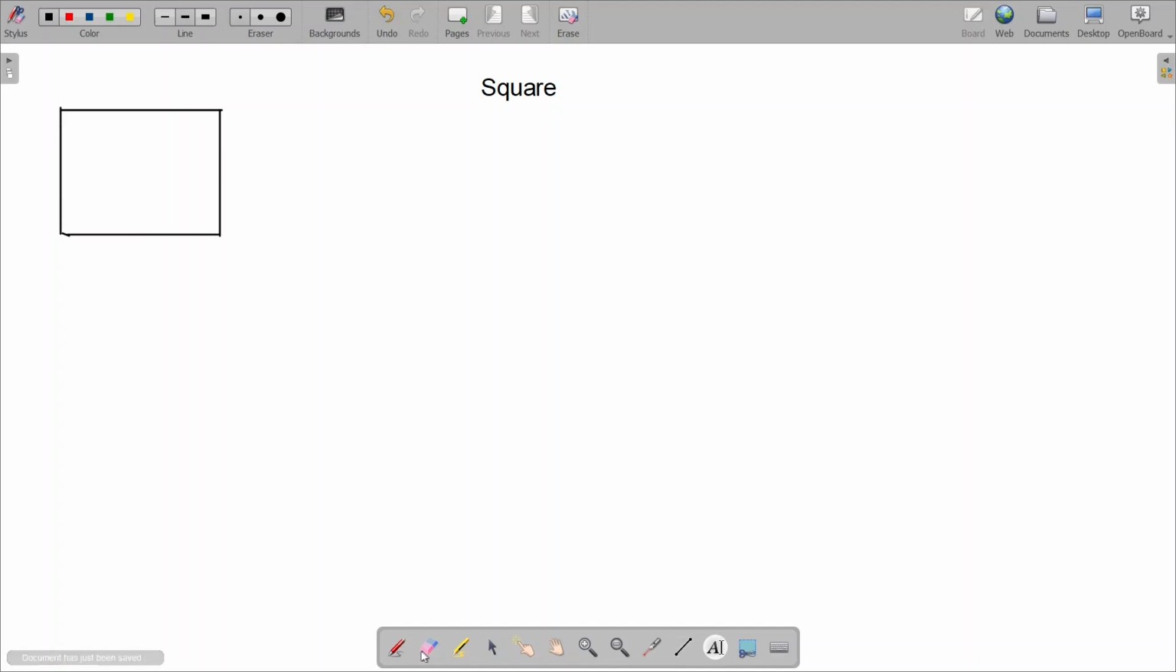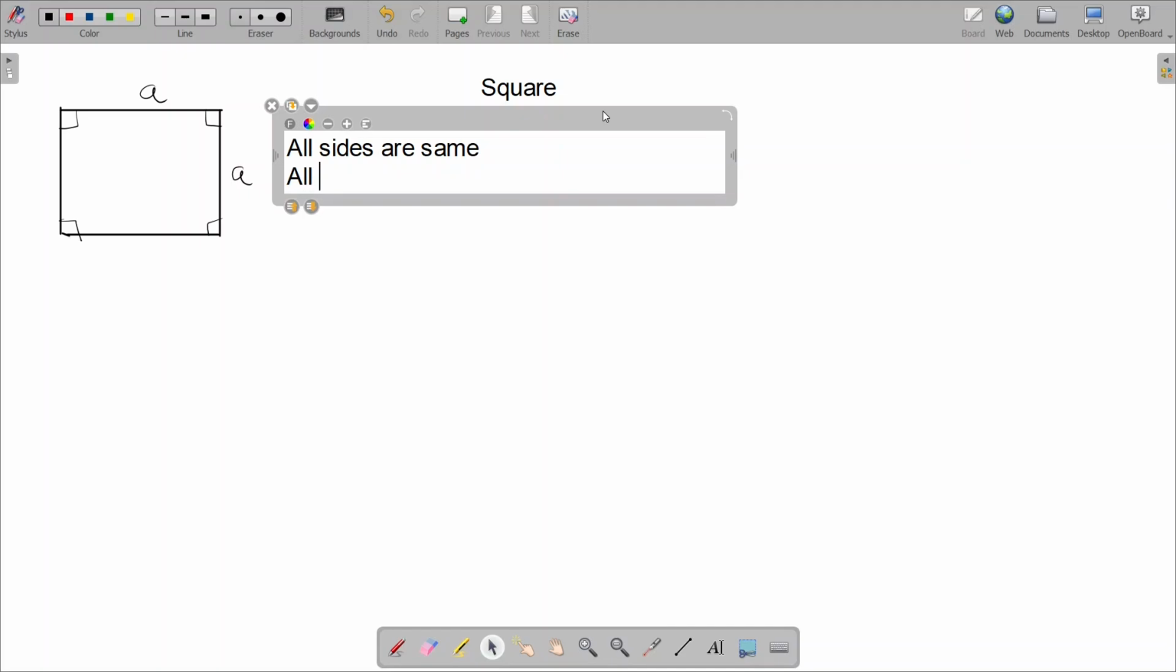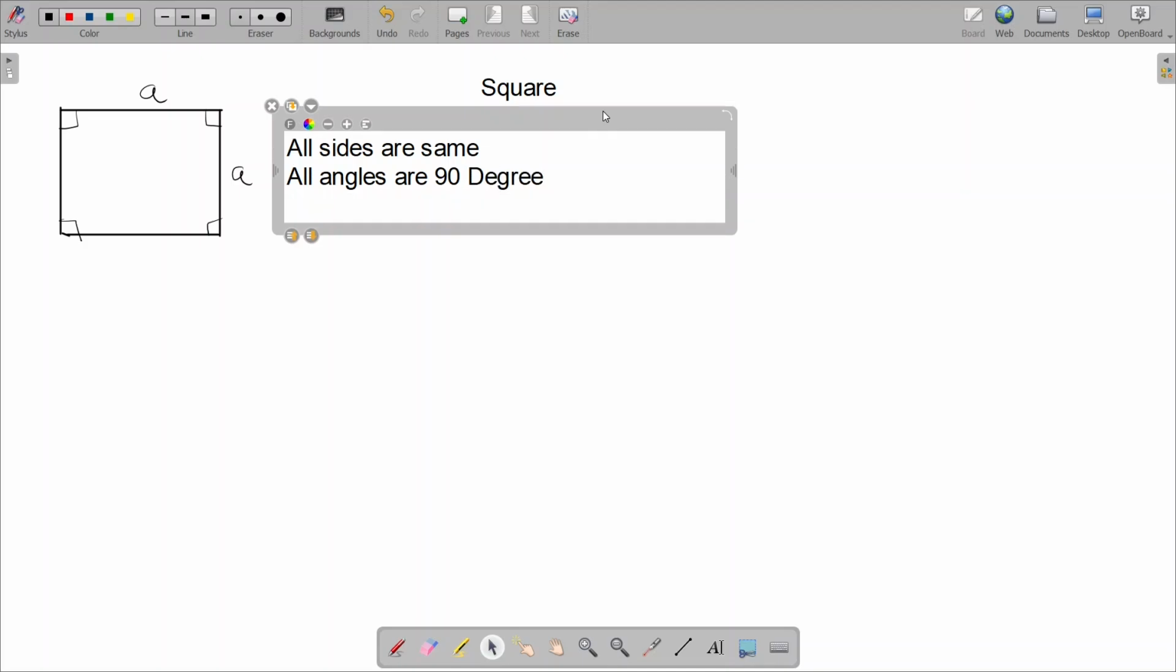First, in a square, all sides are the same, and all angles are 90 degrees. This is the basic property of a square. In a square, all sides are the same, all angles are 90 degrees. The diagonals are perpendicular bisectors.